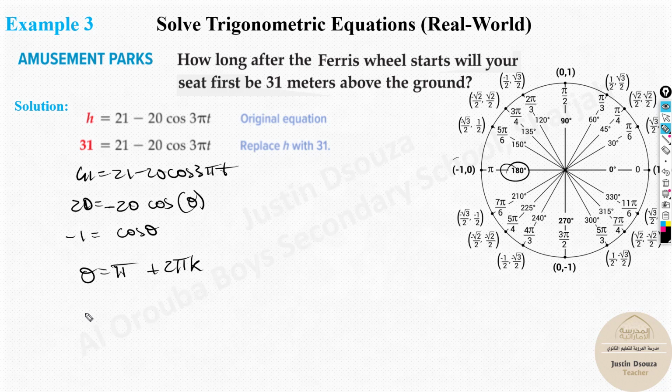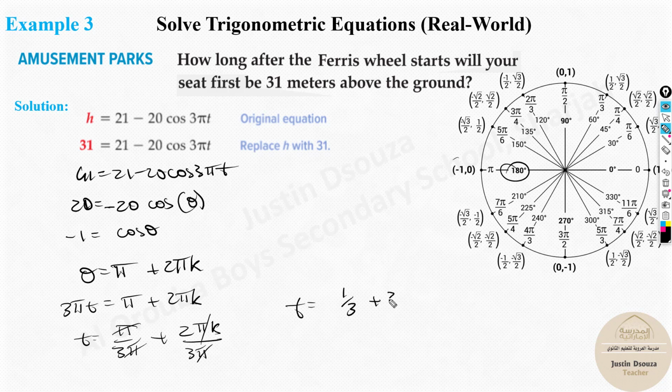So what we do is we substitute theta as 3 pi t equals pi plus 2 pi k. Now divide all the sides by 3 pi. You'll have t equal to, when you divide this pi by 3 pi, pi and pi cancel, plus 2 pi k by 3 pi. So this cancels. The answer is t is equal to 1/3 plus 2/3 k. Now, since we are doing the first time, k will be 0, this will not be used. Only the first term will be used. t is equal to 1/3.